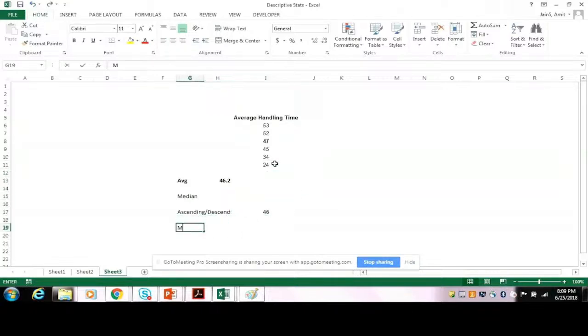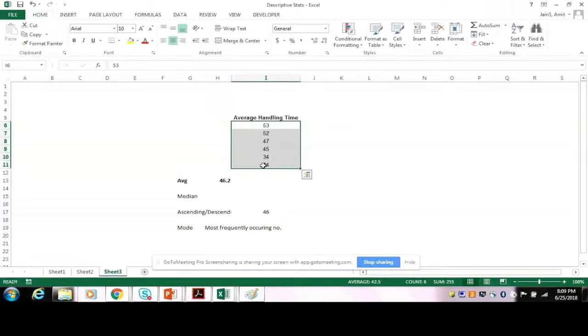Mode is the most frequently occurring number in a data set. So if there's any number which is occurring more than once, that is the mode. Unfortunately or fortunately, we don't have any mode here. So we can calculate average or we can calculate median. What is median or what is average? It is one number that is telling us about the entire population.